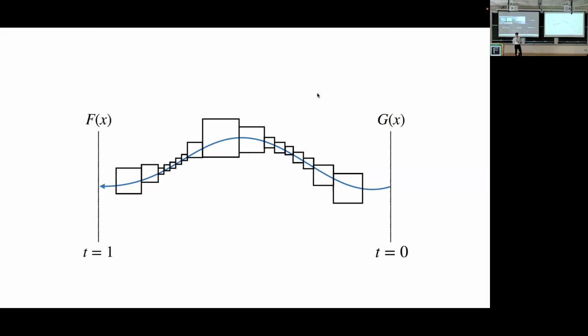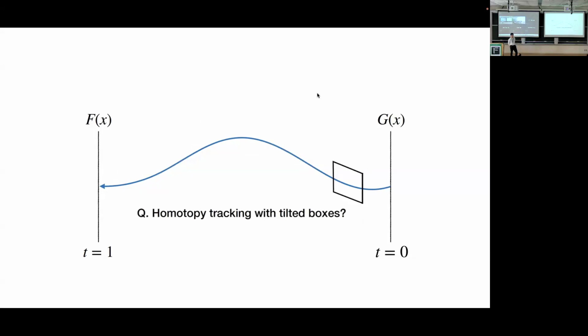This is the idea for the certified homotopy tracking. And you can see that there's some adaptive choice of intervals here because their sizes are all different. I will mention this really soon. But what I want to tell you is, of course, this is one prototypical algorithm which is also in the paper, but I want to talk about using tilted box.